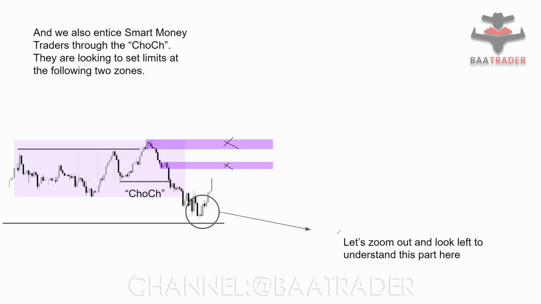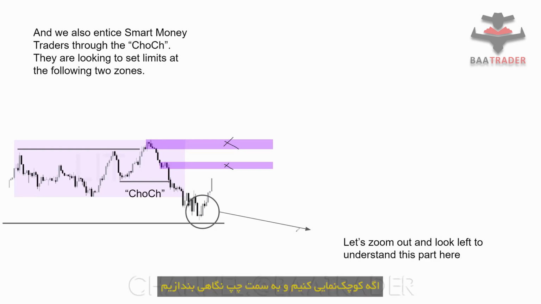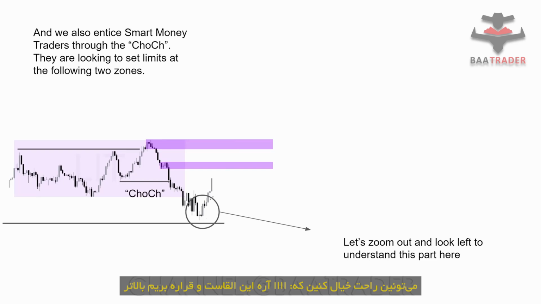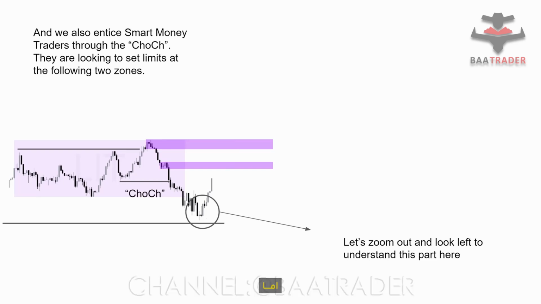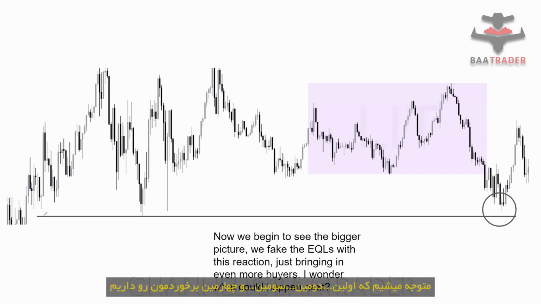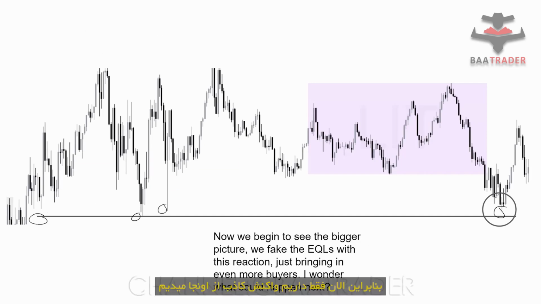Now, if we zoom out and actually look to the left, this line will become quite important. And why is that? Well, you could easily think, oh yeah, this is the inducement, now we're going to go higher. But once we zoom out, what do we understand? We've got our 1, 2, 3, 4th touch. So now we're just faking the reaction from that.